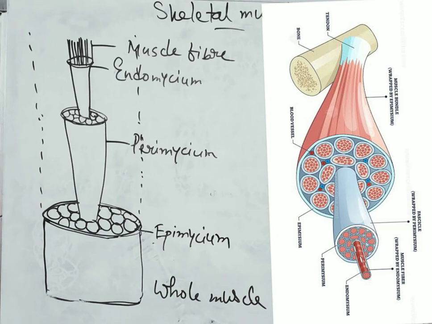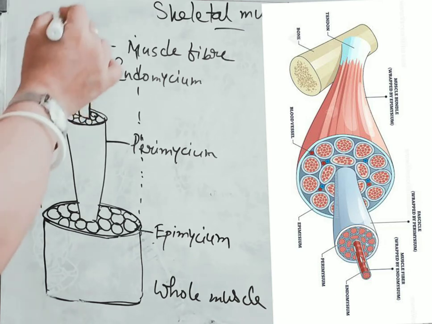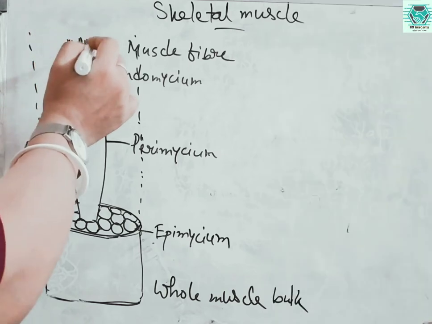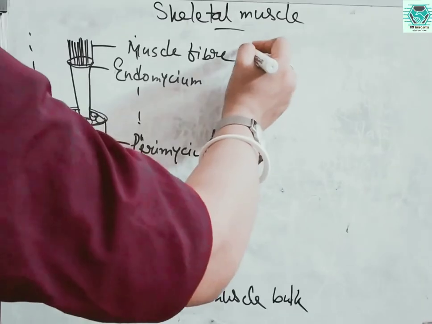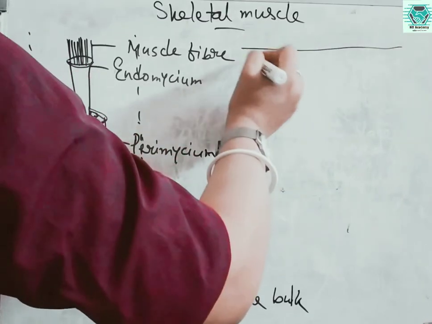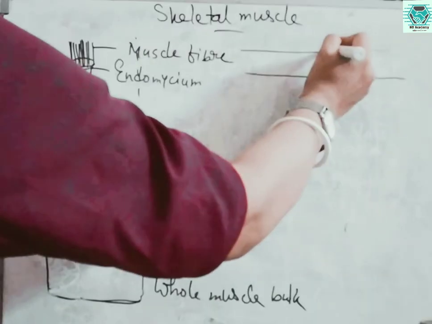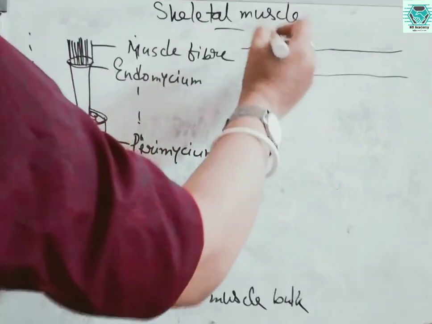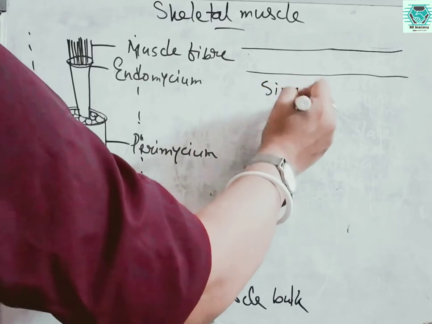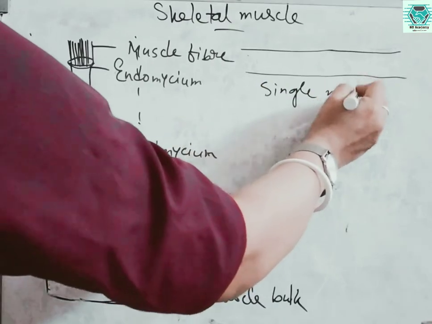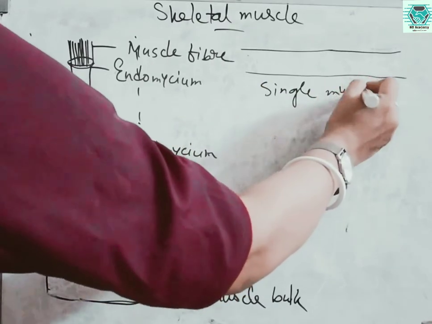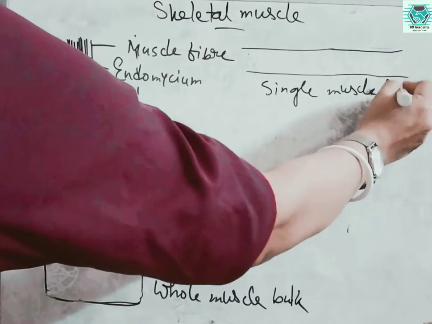In the skeletal muscle, the fibers, and I have told before why they are called fibers, because they are elongated in nature. The structure is like this so that they can easily help in the contraction relaxation process. So they are elongated in nature. So this is an elongated single muscle fiber.